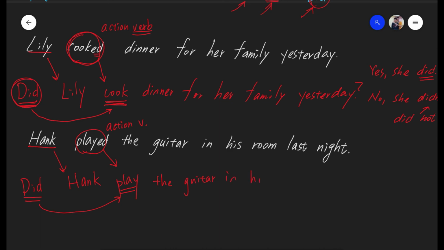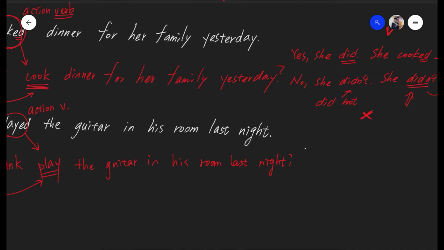In his room, okay, last night. So did Hank play the guitar in his room last night? Try to answer this. If we answer with yes, Hank is a he, so yes, he did. So because we say did he, starting with the helping verb, answer with the helping verb.